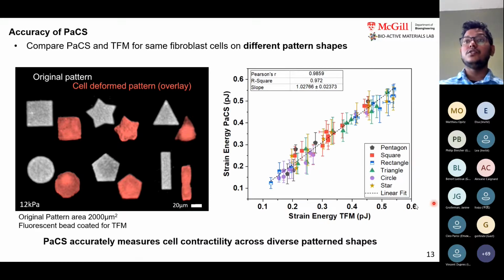Initially we saw a strong correlation between the strain energy calculated from the PACS and the strain energy calculated from the TFM, irrespective of the cell shape. So we concluded that the PACS accurately measure cell contractility across diverse pattern shapes.